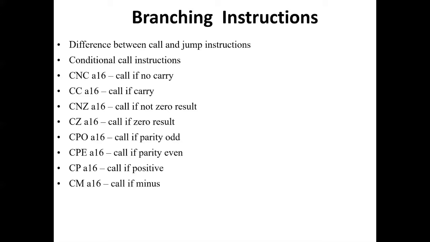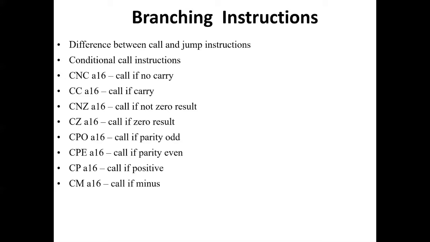Next is CNZ A16. CNZ is a mnemonic which stands for call if not 0 result. This instruction is used to branch to the subroutine whose 16-bit address is provided in the instruction only if a result is not 0, indicated by 0 flag value of 0. If 0 flag value is 1, program flow continues in the main program sequentially.